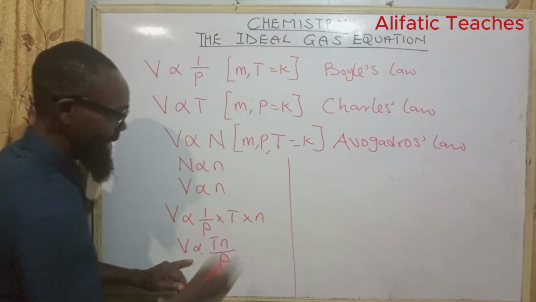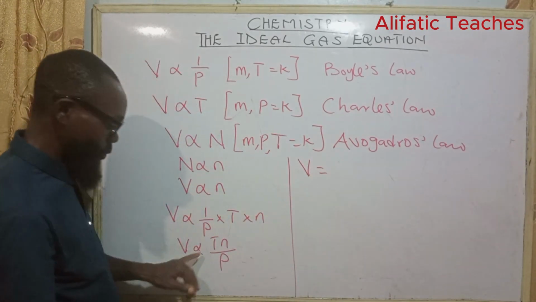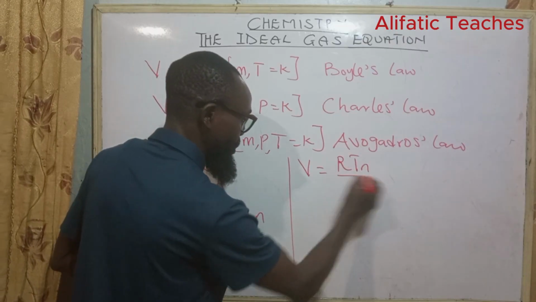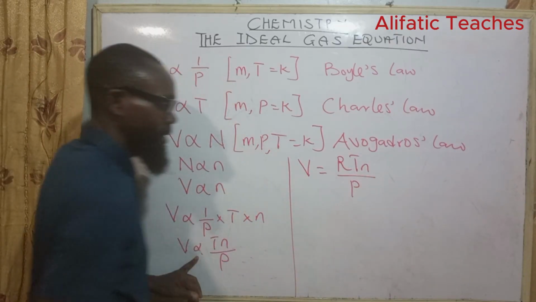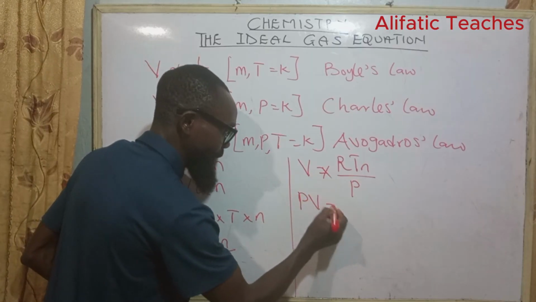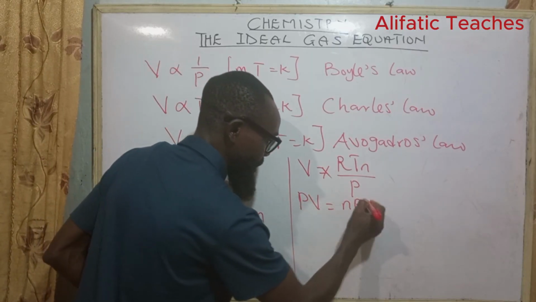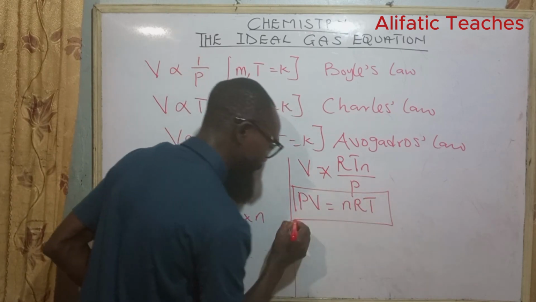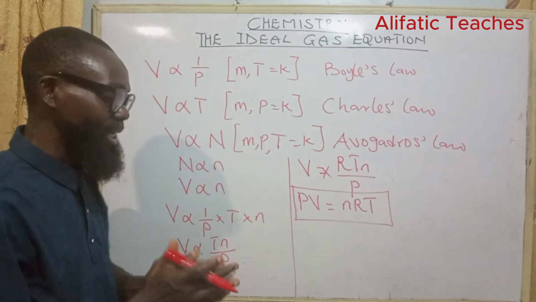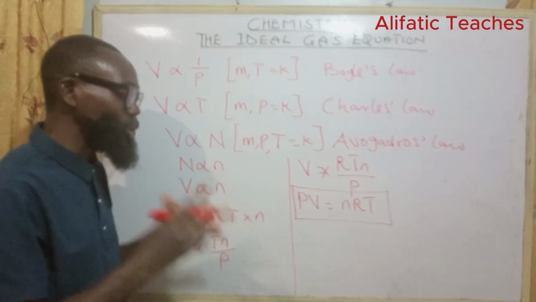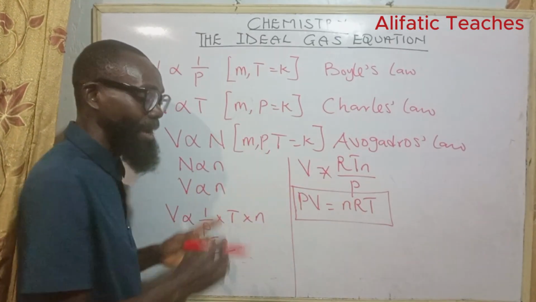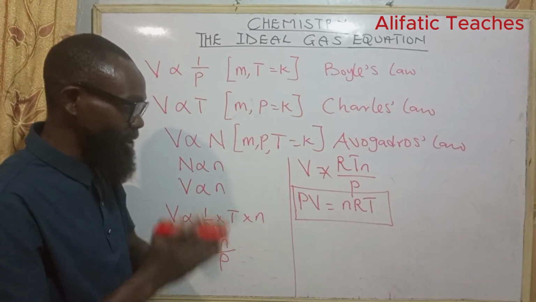So in this case, we can now say V equals, when you remove the proportionality, we put in a constant R, so V equals RTn over P. From here, when you cross multiply, we have PV equals nRT. So this equation is what we call the ideal gas equation. We are now going to look at the units of each of these parameters that make up the ideal gas equation.